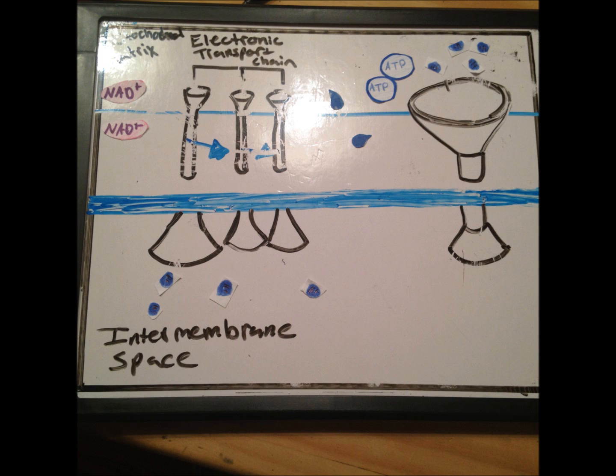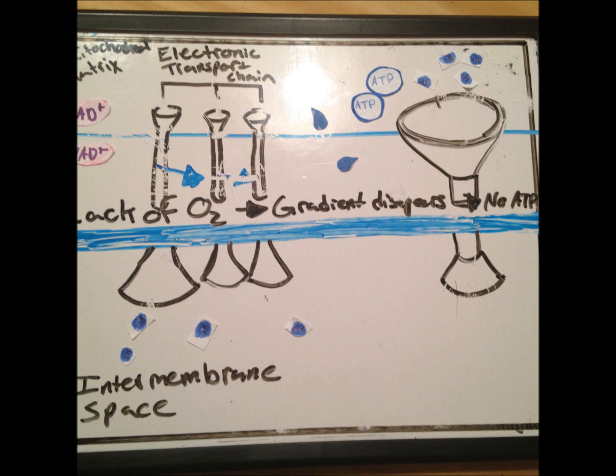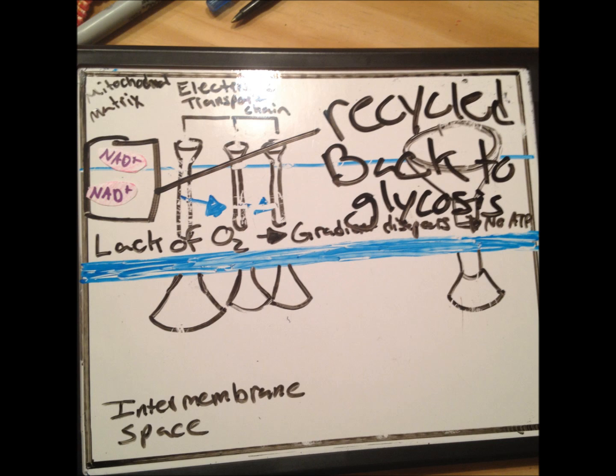If the electron transport chain stops for any reason, such as a lack of oxygen to capture electrons at the end of the chain, the gradient will quickly disappear, turning off ATP production. The NAD+ molecules left over from the electron transport chain are later recycled back to glycolysis and the Krebs cycle, where they will capture more high-energy electrons and form food molecules.